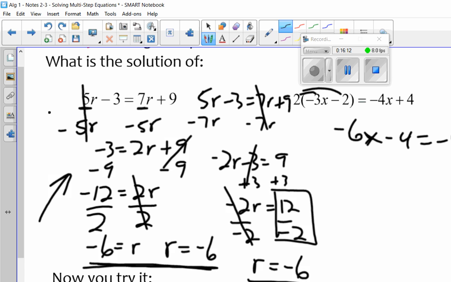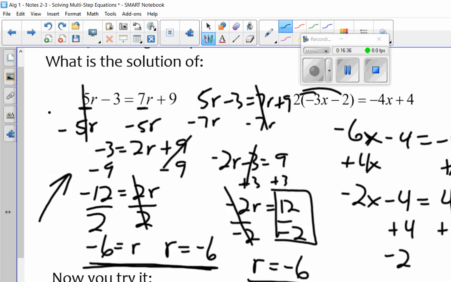Okay. I'm going to go ahead and move all the variables to the left-hand side. So I'm going to kind of go against my own rule for me. Okay, so negative 6x plus 4x is negative 2x minus 4 equals, they go away, 4. I'm going to go ahead and add 4, do the inverse. I get negative 2x equals 8.